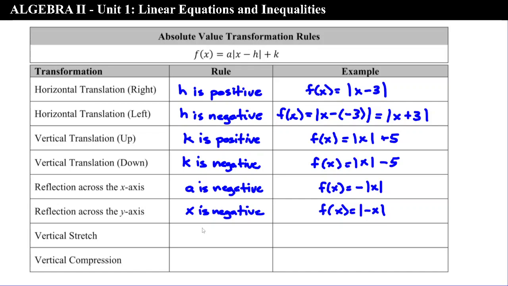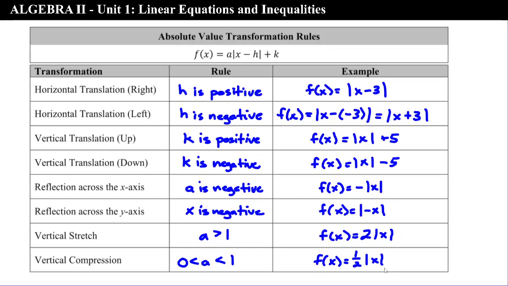And then finally, we can stretch and compress that V shape. The V shape is stretched when a, which is that number out in front, is greater than 1. It's compressed when a is some value between 0 and 1. Okay, so you've got some sort of fraction value that is less than 1. Examples of these: f of x equals 2 times the absolute value of x would be an example of a stretch. F of x equals, say, 1/2 times the absolute value of x would be an example of a compression.